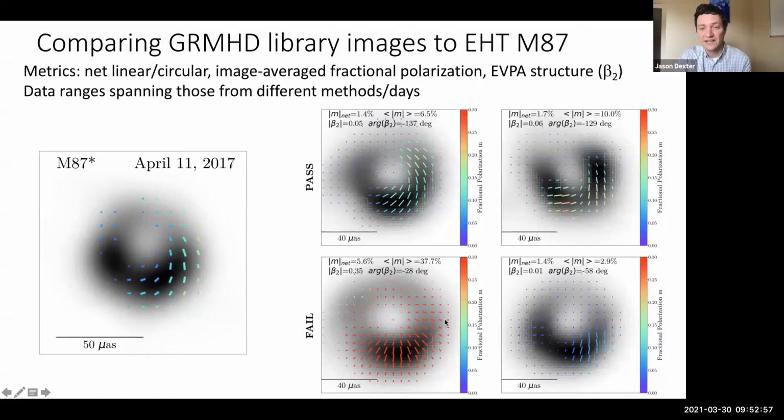And the ones that fail tend to be way too polarized. This is a model where you can see the toroidal field structure here, the radial EVPA pattern and very high polarization fraction, or like in the bottom right where the image is almost completely depolarized by Faraday rotation.